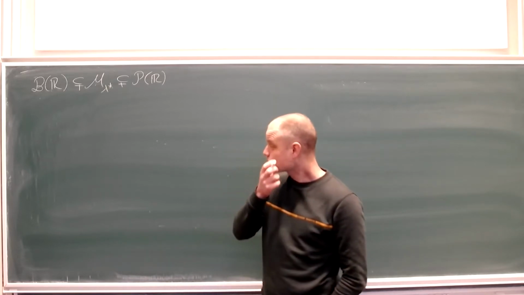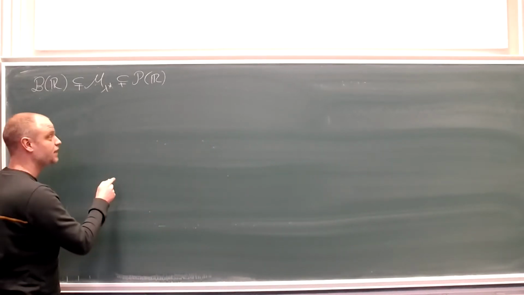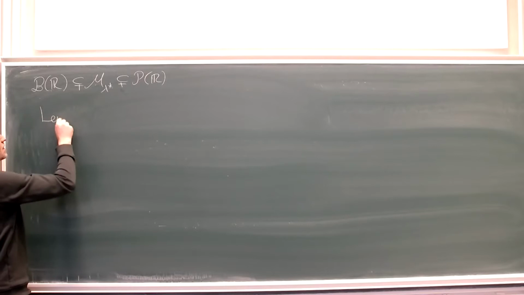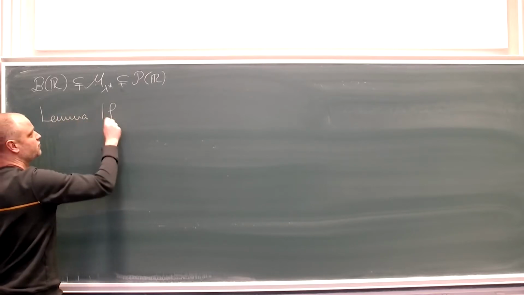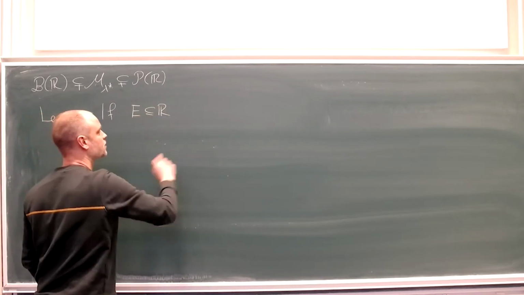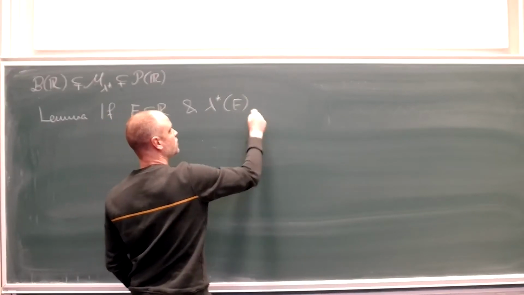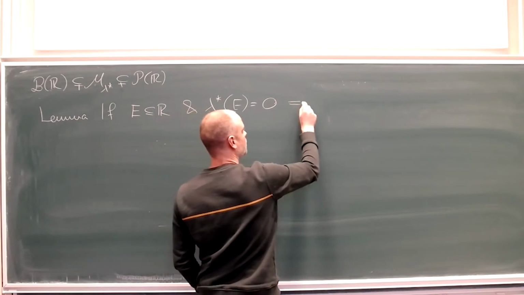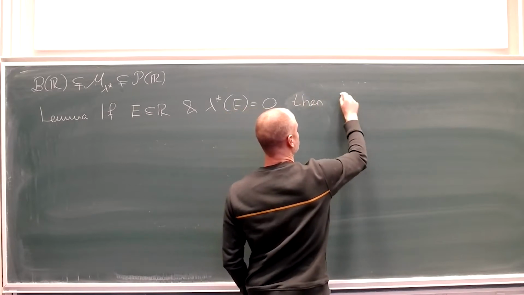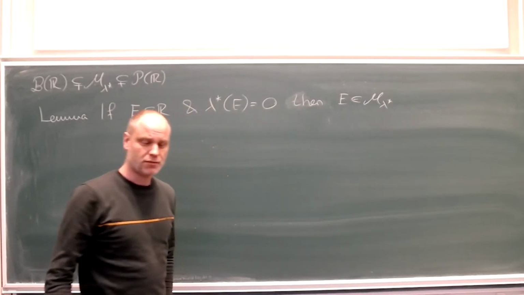Okay, what is the statement here that we needed? Let me write this as a lemma. If E is a subset of R, and the Lebesgue outer measure of E is equal to 0, then it follows that E is Lebesgue measurable.